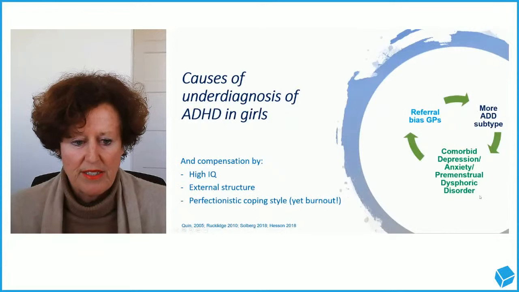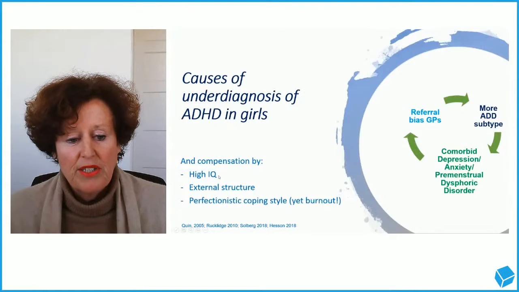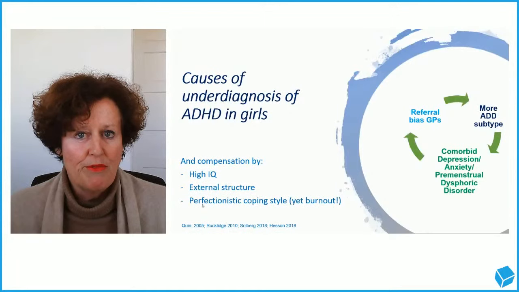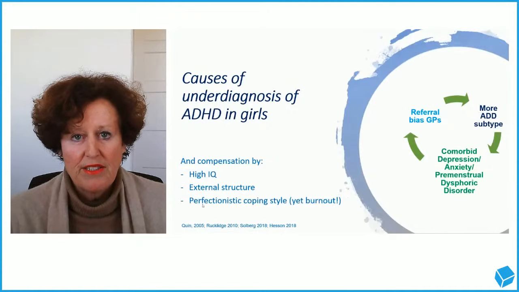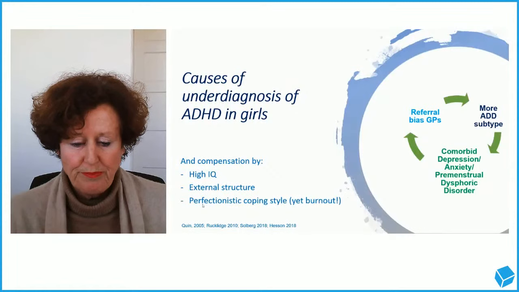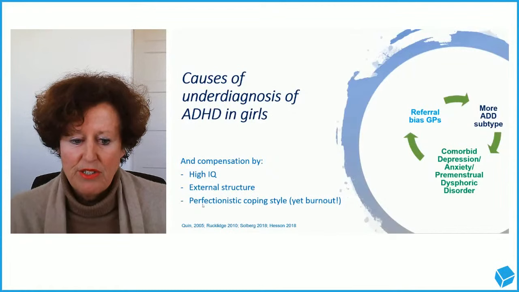Another difficulty is that women with ADHD can compensate, of course, and they can compensate when they have a high IQ, they have a lot of external structure. And what many of them do is having a perfectionistic coping style. It means that they have to work until midnight or after midnight to do their homework at school, or to finish tasks for work that others have finished at 6 p.m. And they can relax the whole evening, but they have to work much harder in order to achieve the same level. So when you are working so hard to do what's asked from you, you may get burnout. And this is something we often see in women with ADHD.